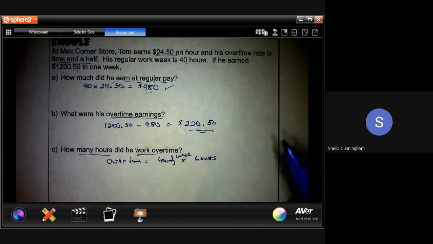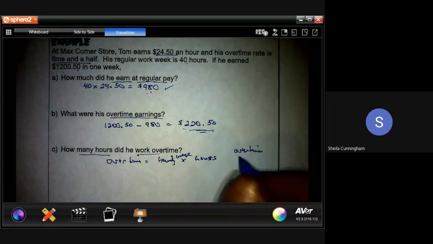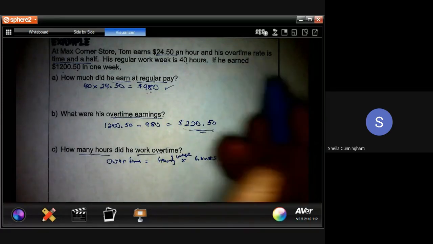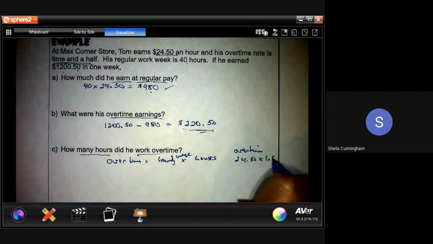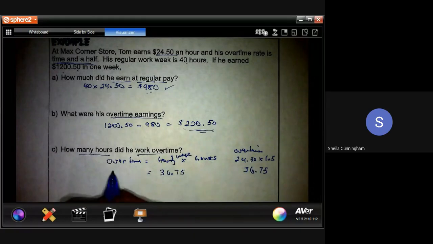So in essence, if we look at his overtime rate, we're simply taking his $24.50, multiplying it by time and a half, so by 1.5, and we find out that he actually makes $36.75 per hour for overtime rate. So essentially his hourly wage will be $36.75. We know his overtime, he made $220.50.